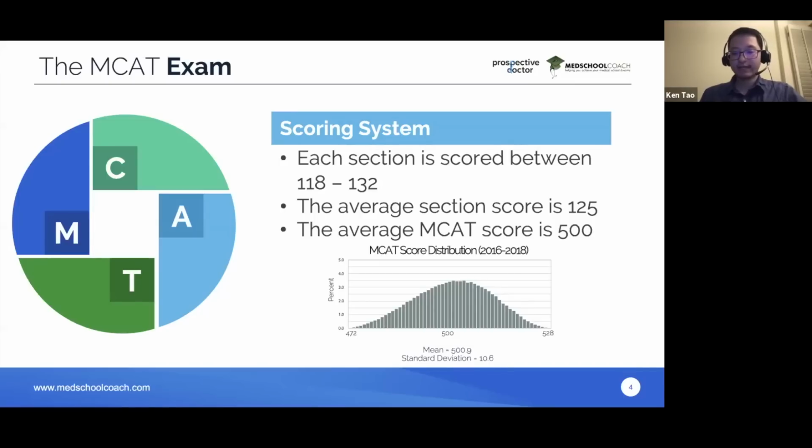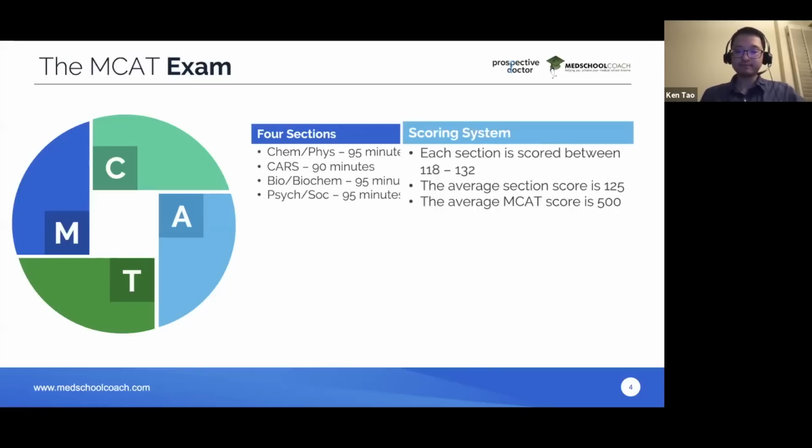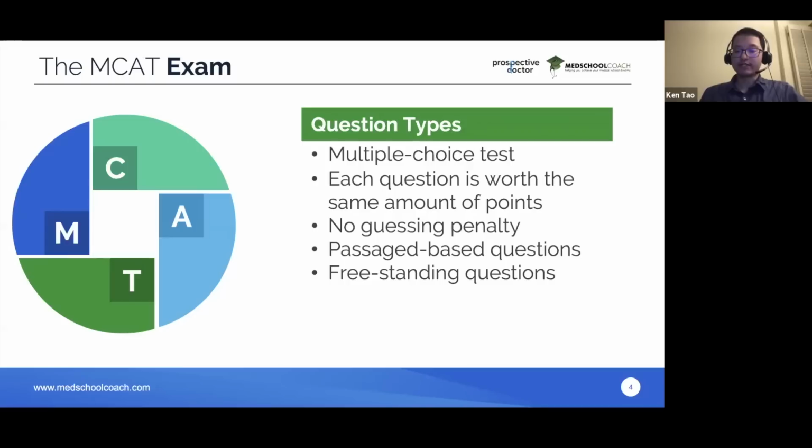Okay. Now, you'll also notice here that the MCAT follows, for the most part, a normal distribution. So that means most students are going to be right around that middle, that average score of 500, and very few students are going to be scoring very high or very low on the MCAT. Number 3, question types. So the MCAT is a standardized exam, and as a standardized exam, it actually has only multiple choice questions.